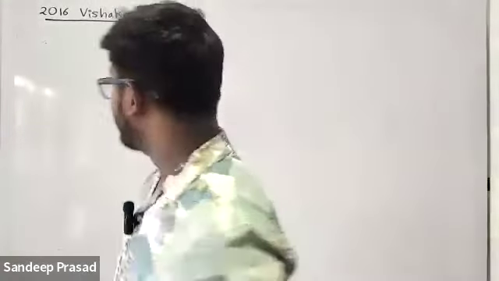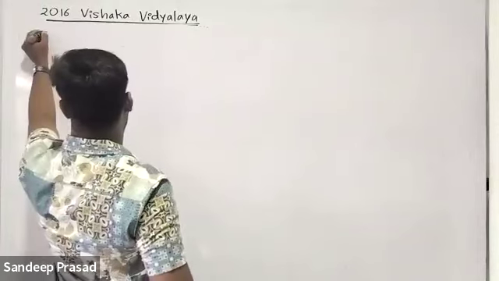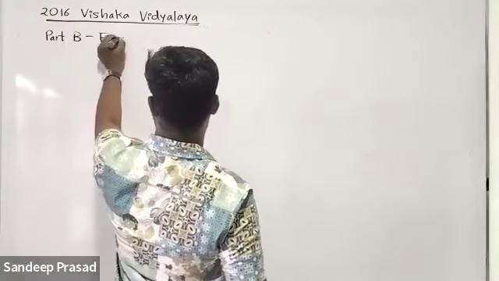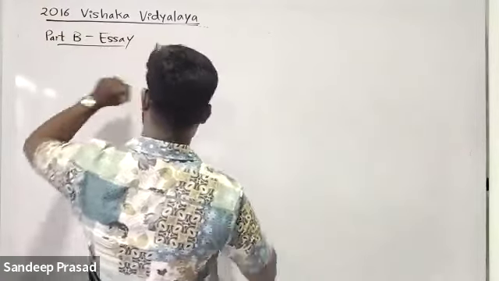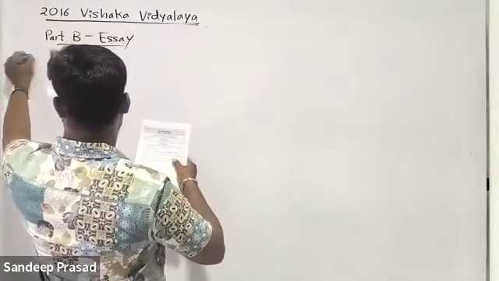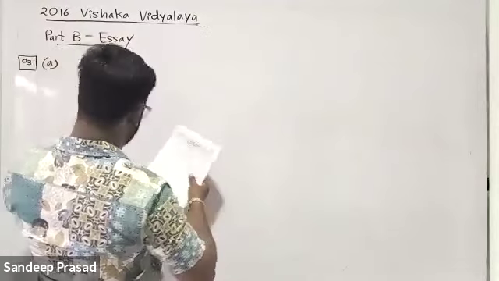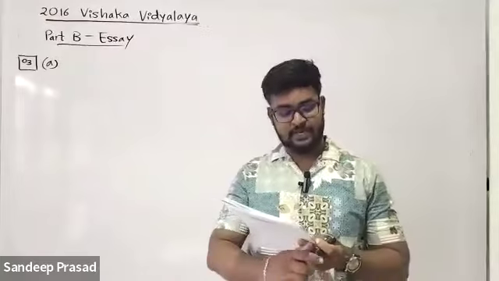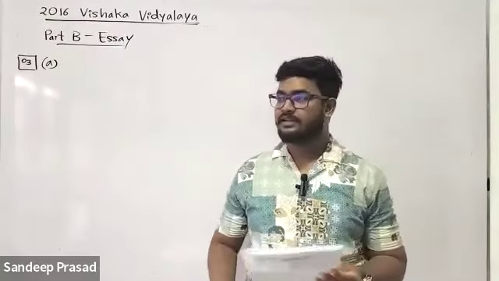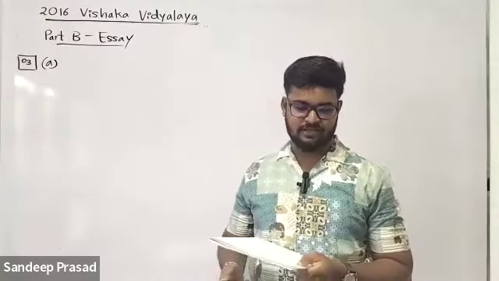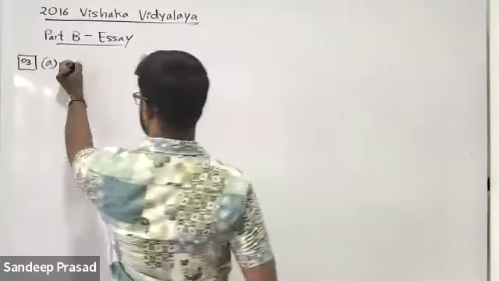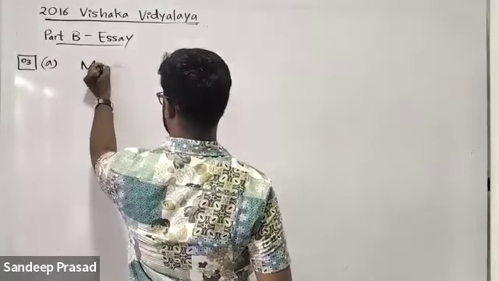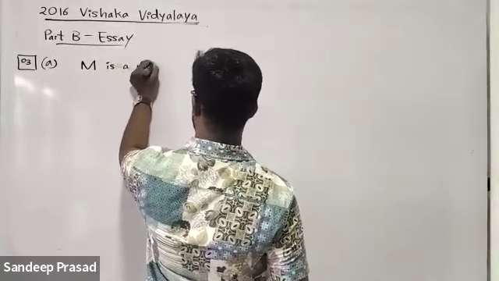So we are moving to the essay paper, Part B essay. Question number 3. In question number 3 also we have to make some corrections. First of all, they have given that capital M is a non-metal. That's wrong actually. That should be metal. Correct that one. Capital M is a metal.